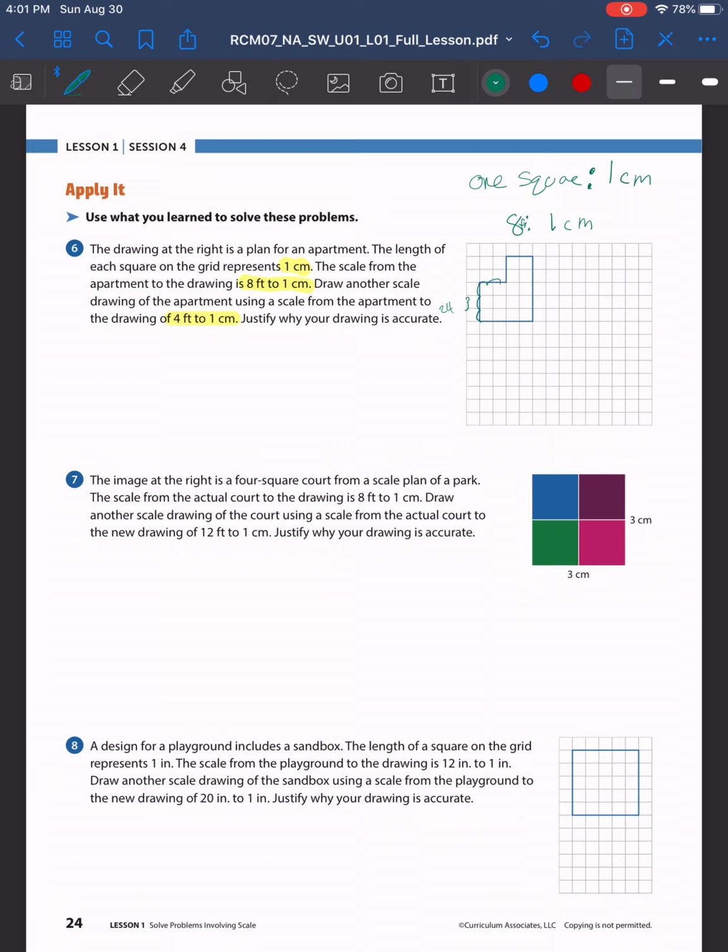This is 1, 2, but 2 times 8 is 16, so that'd be 16 feet. This would be 16 feet because it's also 2. This is 2, so it's 16 feet. This is 1, 2, 3, 4, 5. 5 times 8 is 40. This is 1, 2, 3, 4. 4 times 8 is 32.